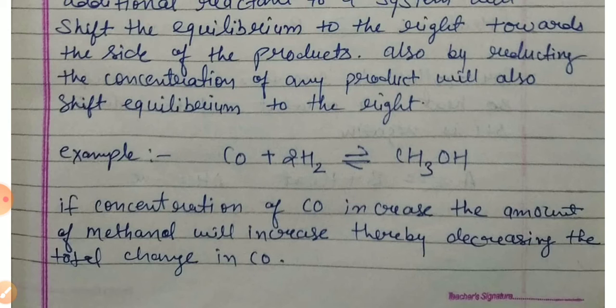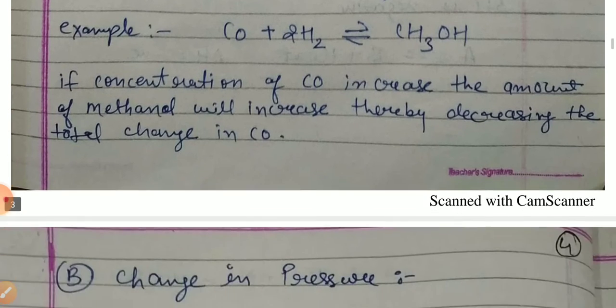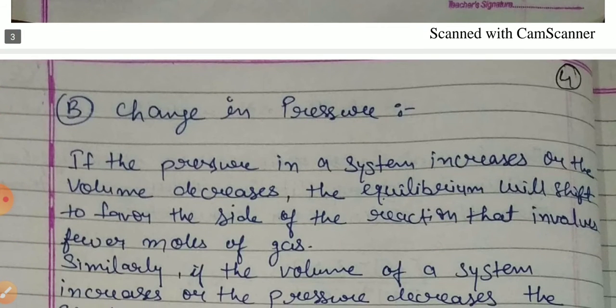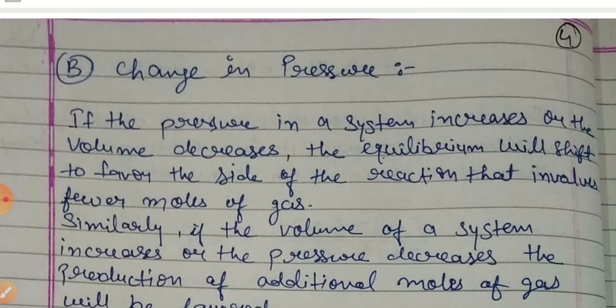Thereby, the decrease in the total change in amount of CO. Okay. Next is a change in pressure. If the pressure increases, the system's volume decreases. So the equilibrium will shift in favor of the side of the reaction that involves fewer moles of gas. Where the concentration is low, the equilibrium shifts to that side.